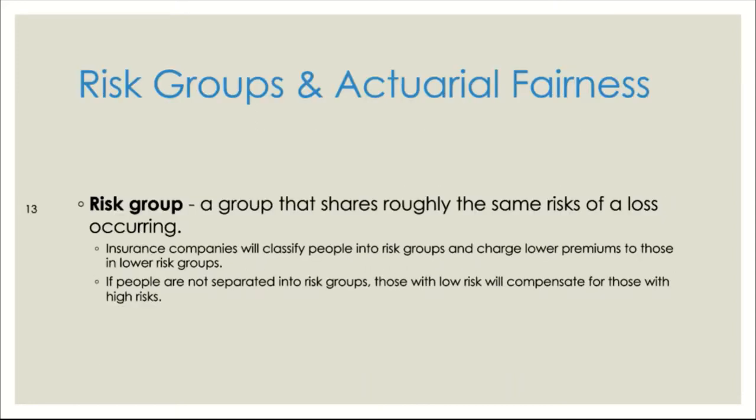Risk groups and actuarial fairness. A risk group is a group of people that shares roughly the same risk of a loss occurring. Insurance companies will classify people into risk groups and charge lower premiums to those in lower risk groups. If people are not separated into risk groups, those with low risks will compensate for those with high risks.